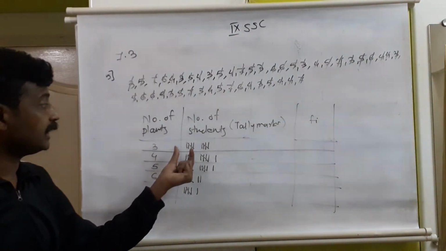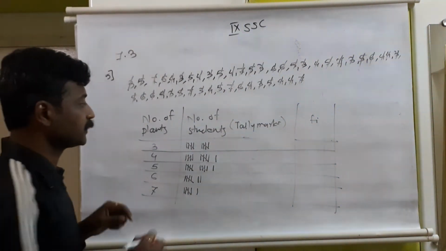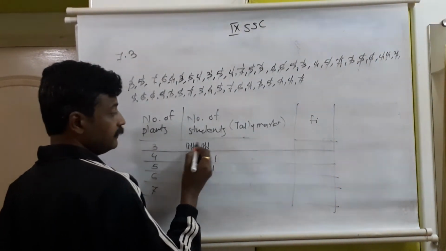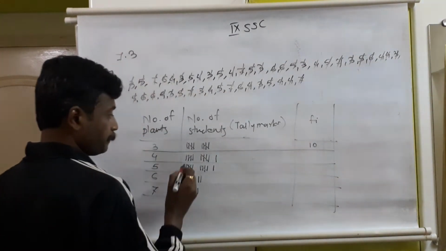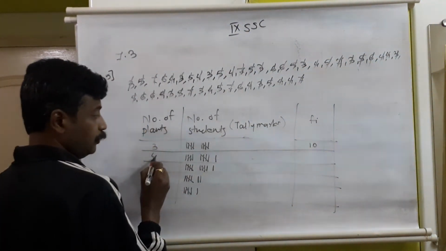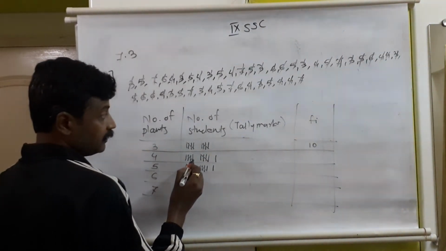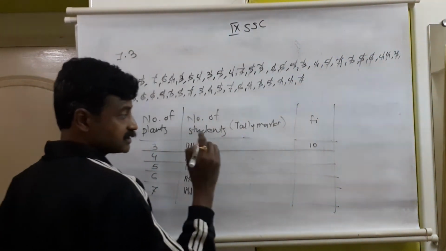Now, how many tally marks are there? That will be the frequency for that particular number. Here, this is a bunch of 5. 5 plus 5, so the frequency for 3 is 10. 5 plus 5, 10, plus 1 additional, that is 11. See, for 4, the total number of tally marks is 2 bunches, meaning 5 plus 5, 10, plus 1 additional, 11.